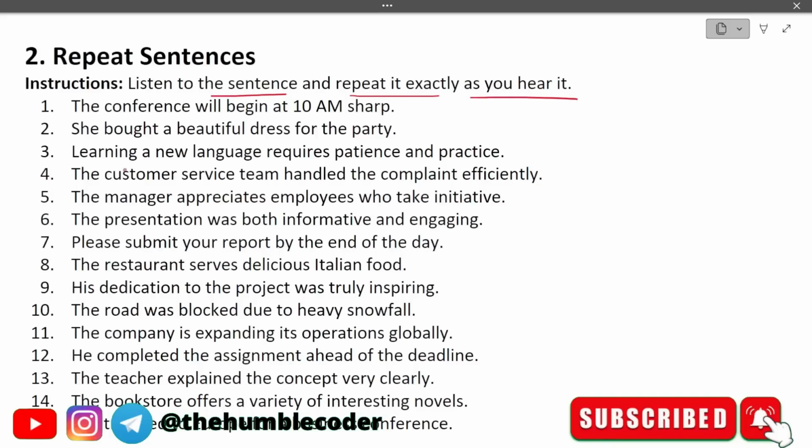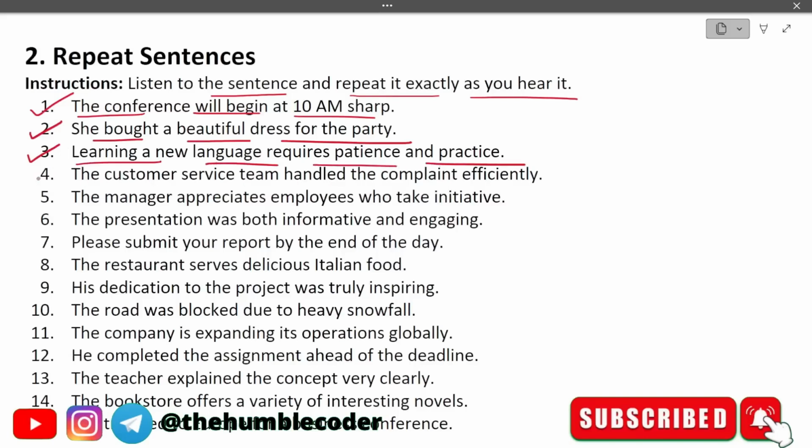Let's start. I'm going to read the first sentence. You just listen to it and then practice saying it aloud. The conference will begin at 10 a.m. sharp. Second sentence: she bought a beautiful dress for the party. Third sentence: learning a new language requires patience and practice.